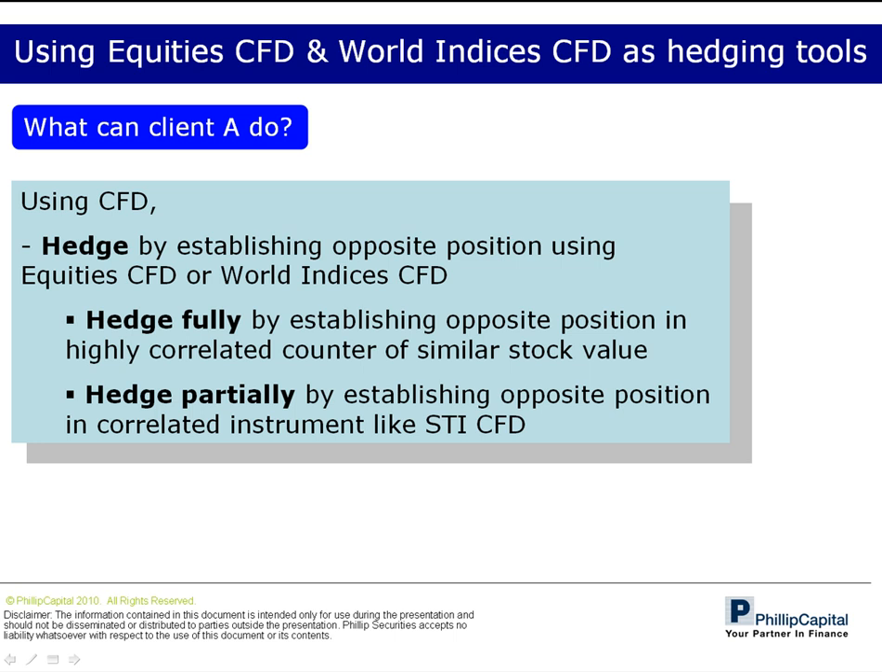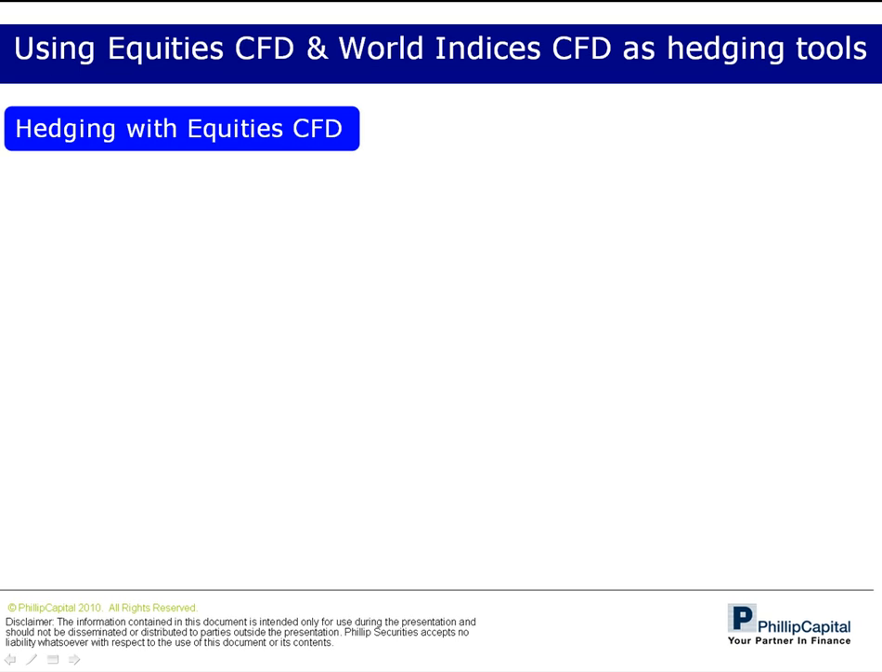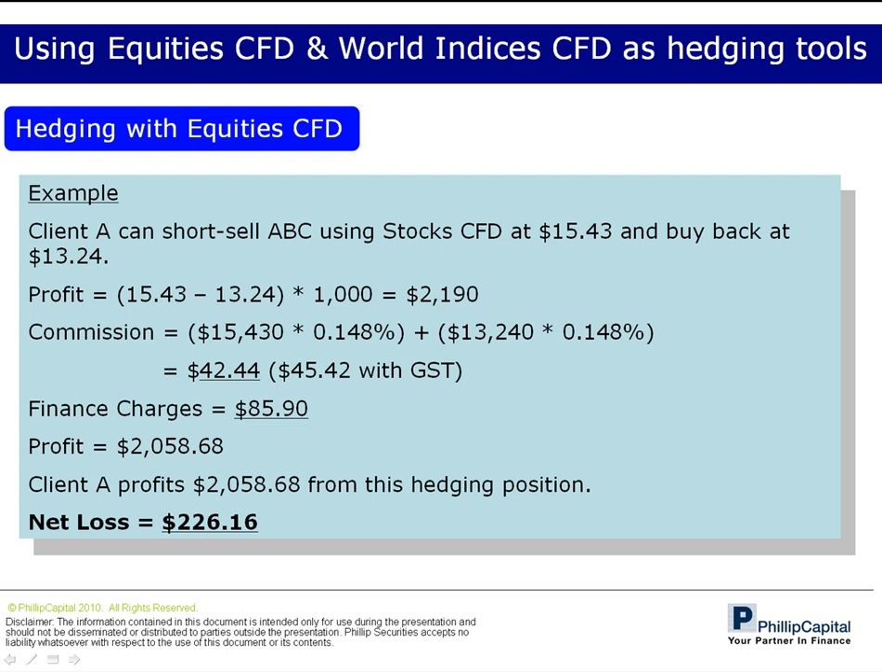If client A chooses to use CFD as a hedging instrument to lessen his losses, he could hedge fully by establishing an opposite position in a highly correlated counter of a similar stock value. As CFD allows up to 10 times leverage, client A will be able to reduce the upfront capital required in the trade. Some clients feel that once they leave the market, it is very hard to re-enter. These clients can still choose to hedge but with the same counter. Client A can short sell ABC using Equities CFD at $15.43 and buy back at $13.24. With CFD, they only need to come up with a portion of the contract value as margin requirement.